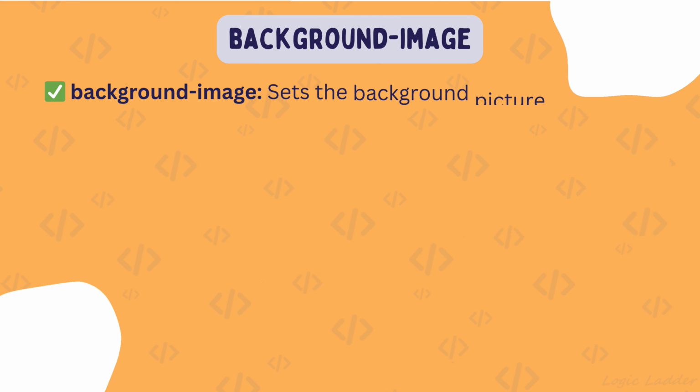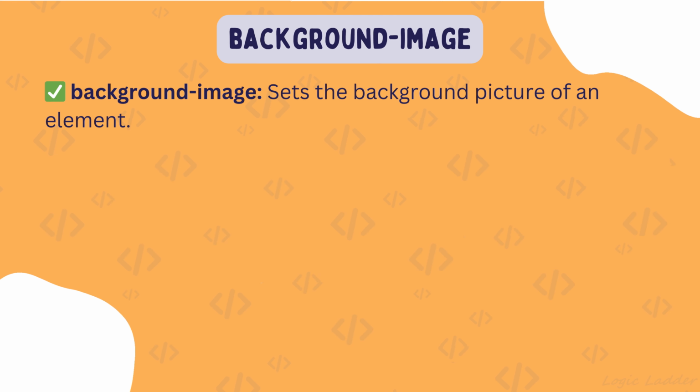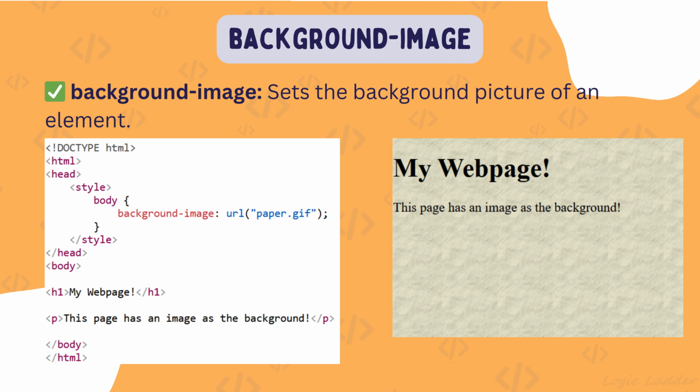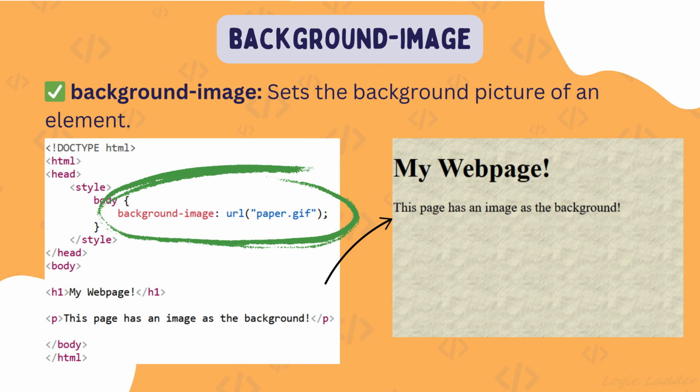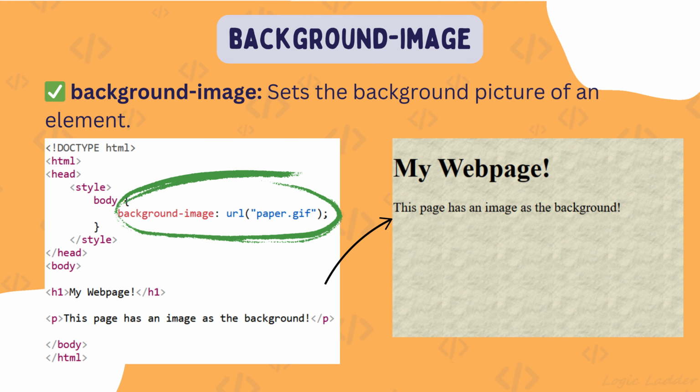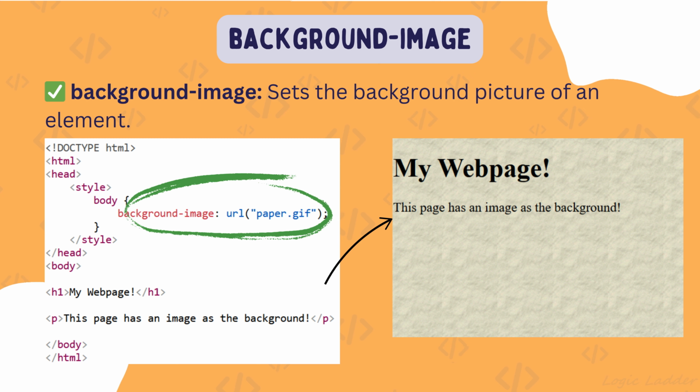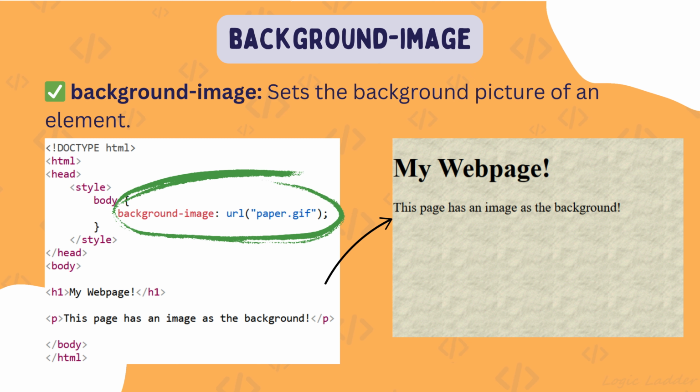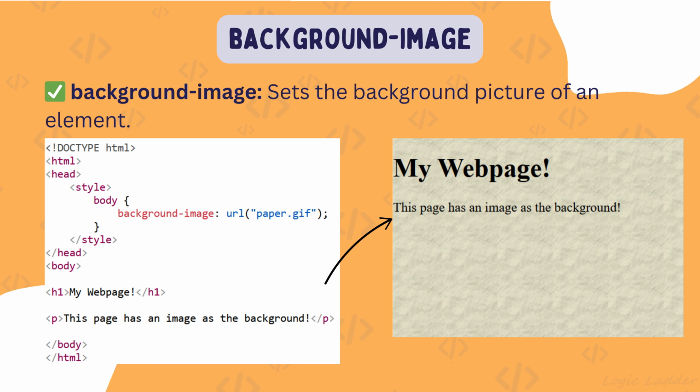Next property is background image. With background image, you can add pictures to the background of any element, like adding a wallpaper. Just provide the correct image path and CSS will do the magic. But sometimes, the image is smaller than the element size, so it does not fit in. Let's find out what will happen in this case.